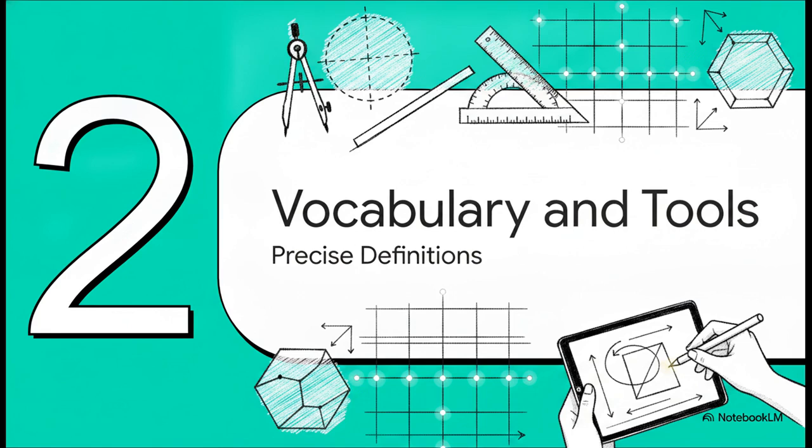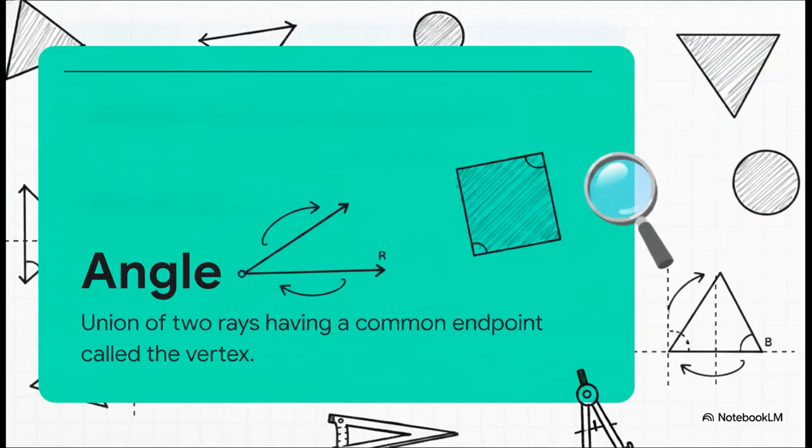Section 2. Precise vocabulary and tools. When it comes to this task, precision is mandatory. For instance, if you're asked to preserve an angle, you need to remember the formal definition. An angle is the union of two rays, or directed line segments, that share a common endpoint, called the vertex. You're going to need this exact kind of language to justify your final work.